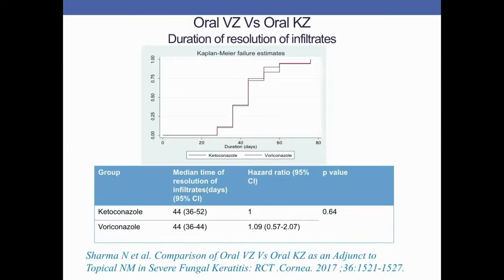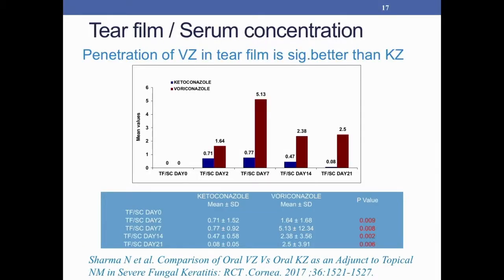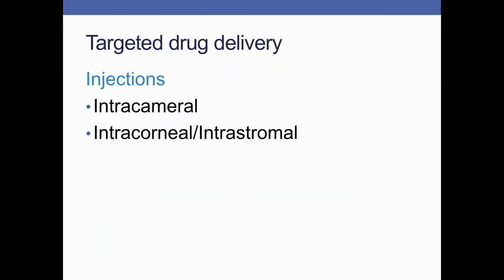We also compared oral voriconazole with oral ketoconazole in a randomized control trial, and we found that there was no difference in the duration of resolution of infiltrates. But when we looked at the tear film and the serum concentration, the penetration of voriconazole was found to be significantly superior in the serum as well as in the tear film as compared to ketoconazole.